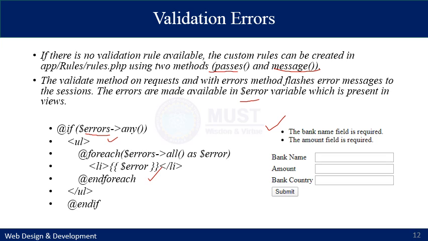So I submitted the form with no inputs, and we have two validators. The first one, the bank name field is required, and the second one, the amount field is required. If I had provided a bank name with more than 48 characters, it would have given me a different error that the field must not be greater than 48 characters.